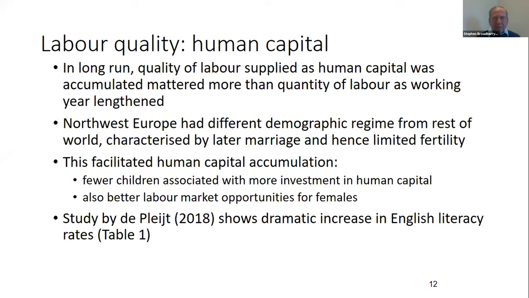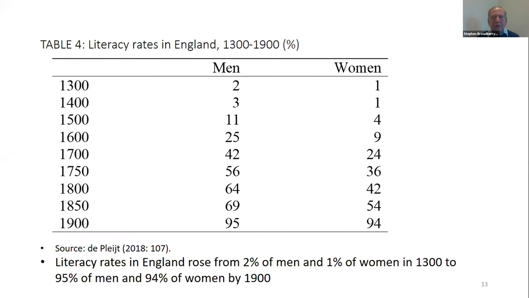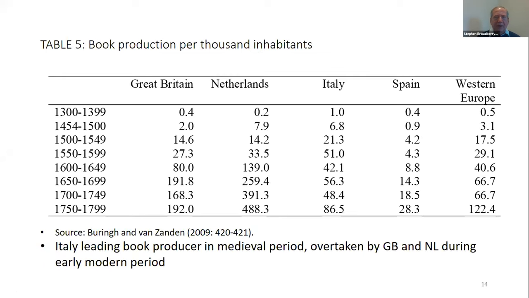Now we have, again, good data on the development of human capital over the long run in Britain. It's a study by Sandra de Pleijt, which is in Cliometrica, which shows you changing literacy. It's really rising from 1 or 2% in 1300 to almost everybody being literate by the end of the 19th century. So a dramatic change in the quality of the labour force.